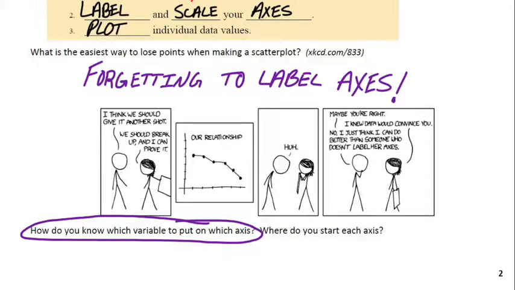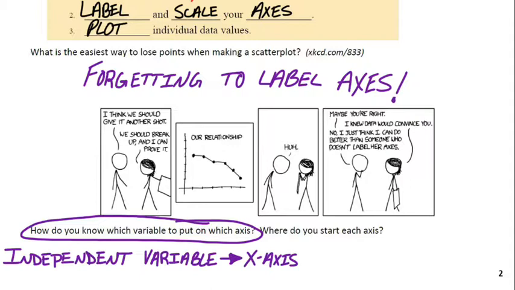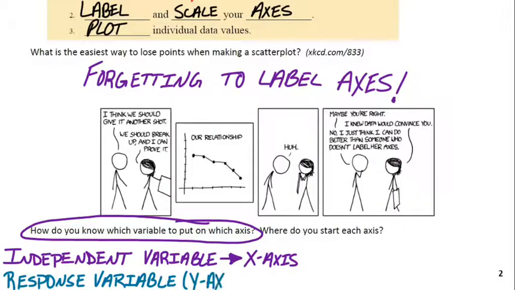Let me just scroll down here. How do you know which variable to put on which axis? The independent variable goes on the x-axis. That's our explanatory variable. Therefore, the response is the dependent variable. That goes on the y-axis, so it depends on the explanatory variable.